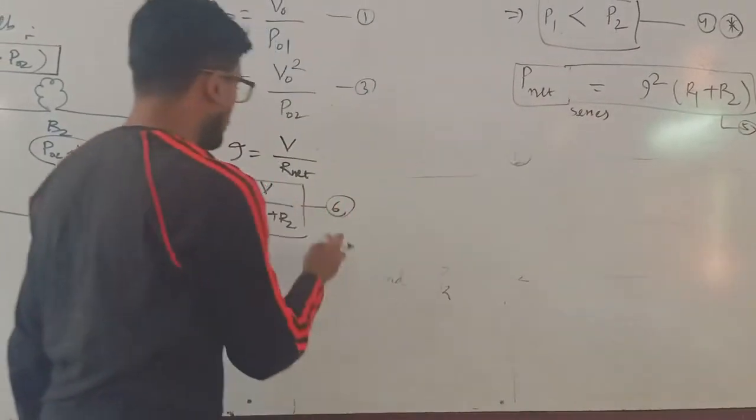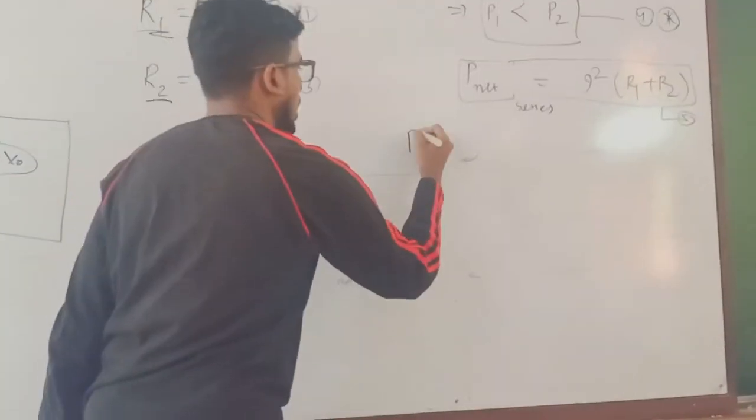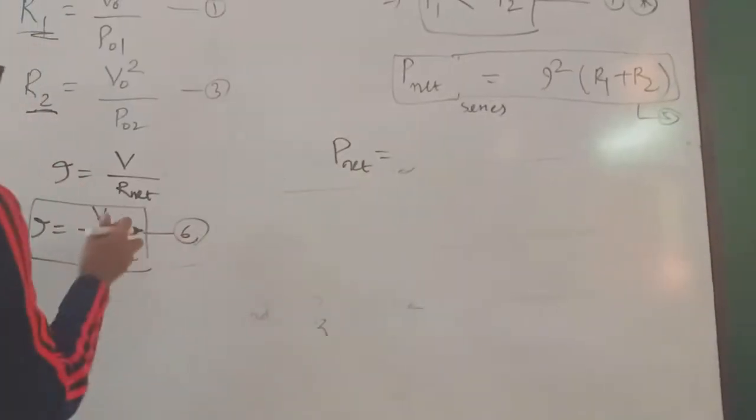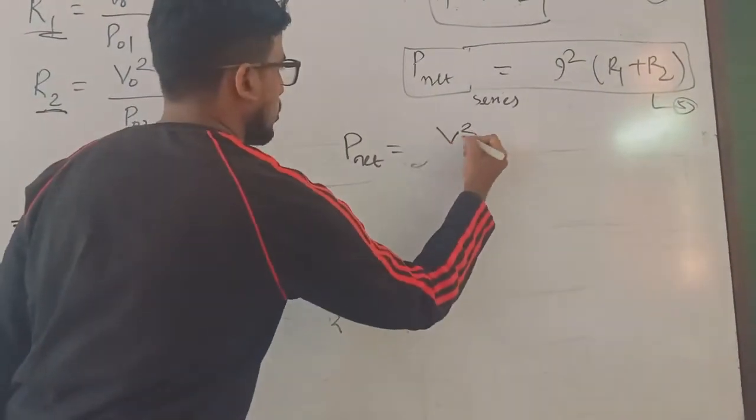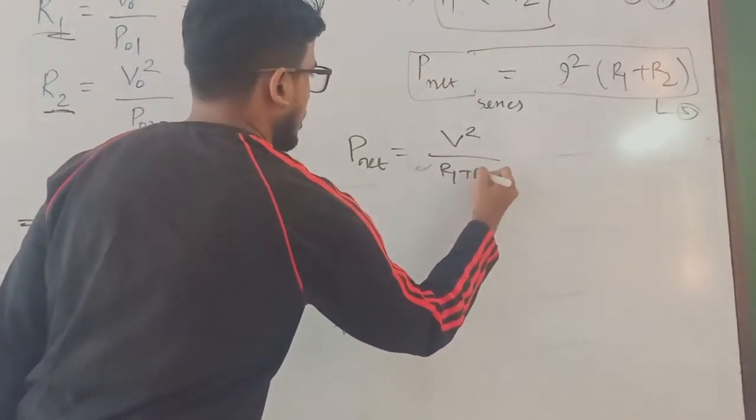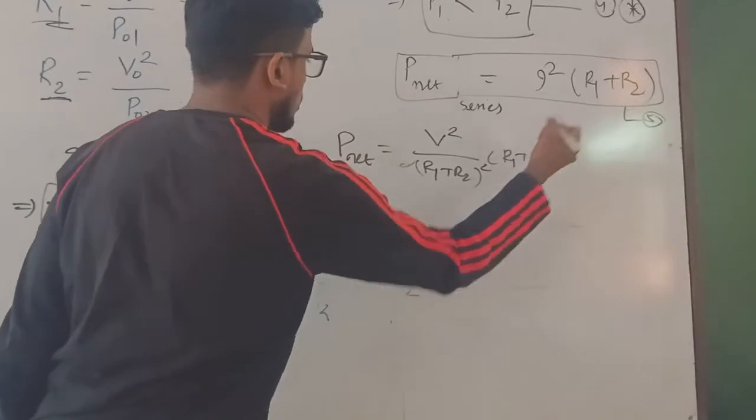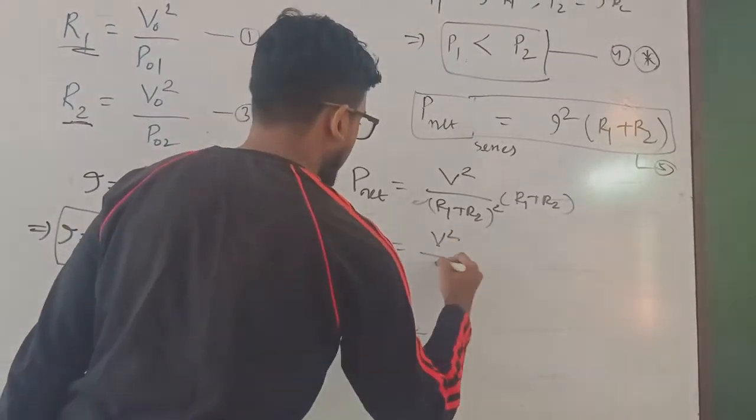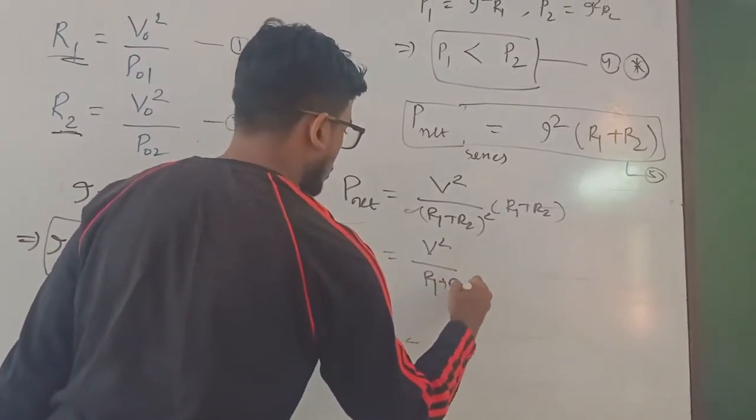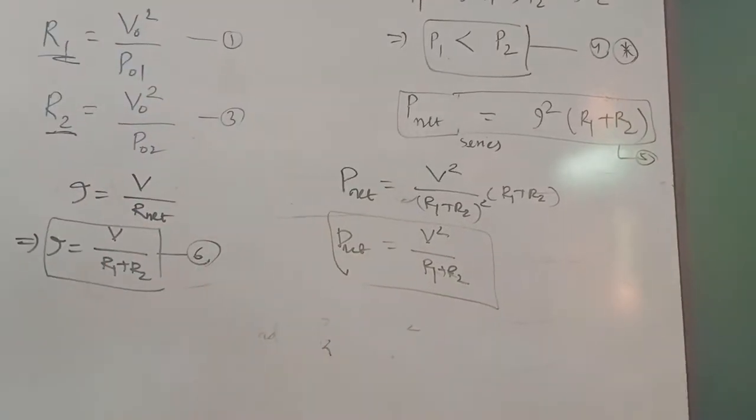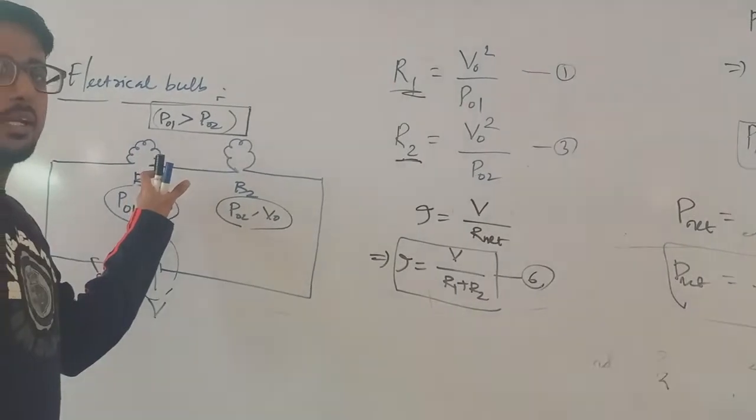So now using equation 6 and 5, you can calculate the power net. So power net equal to I square. In place of I square, you can write this much. That will be V square divided by R1 plus R2 whole square into R1 plus R2. This will become V square by R1 plus R2. This will be P net. So this is the power net of the combination of two balls when they are in series.